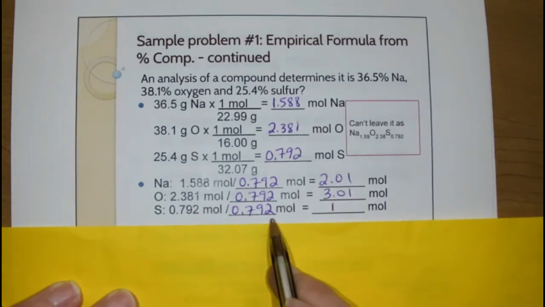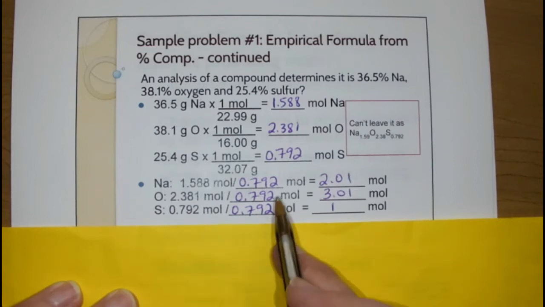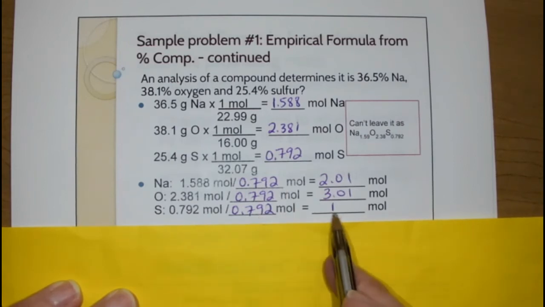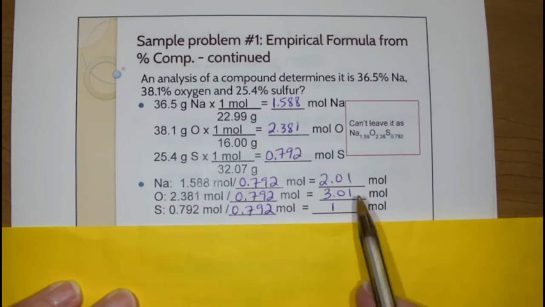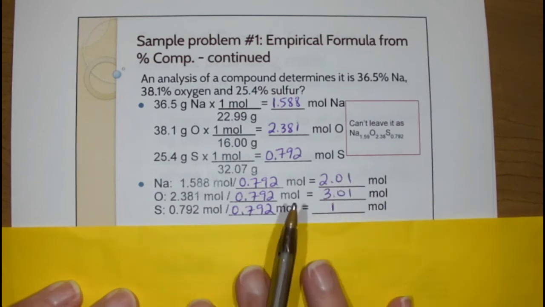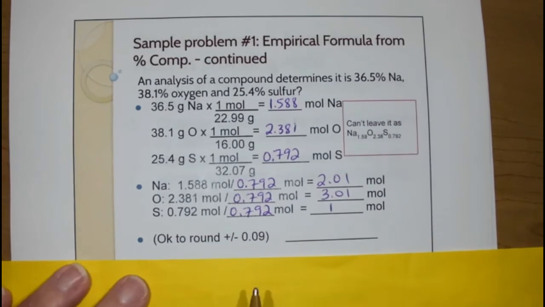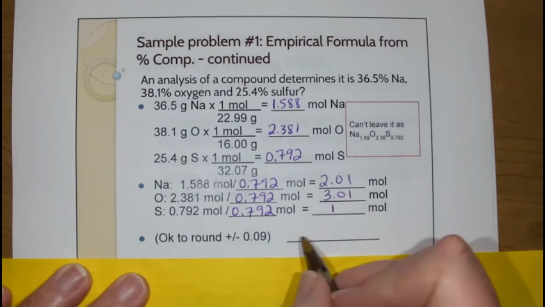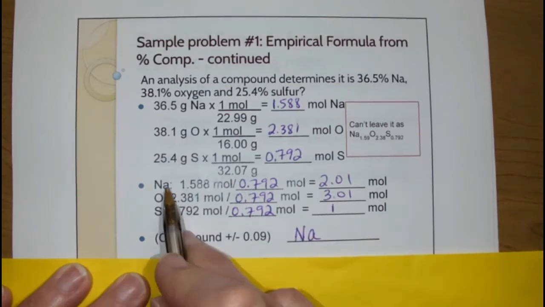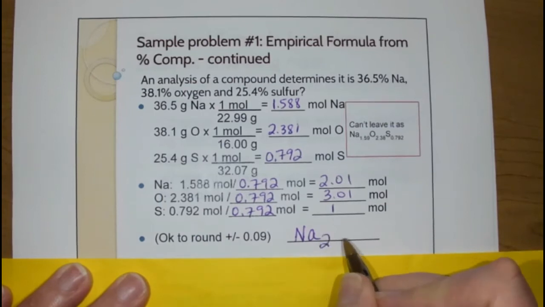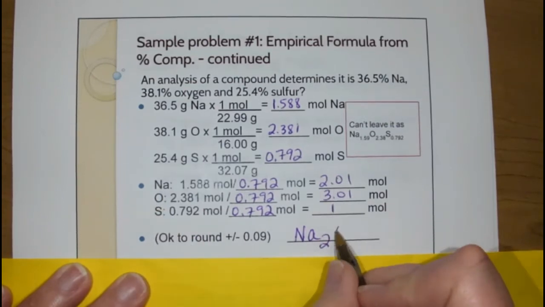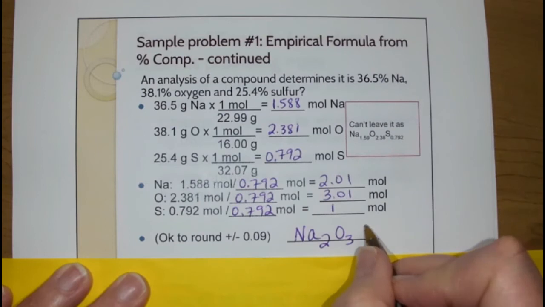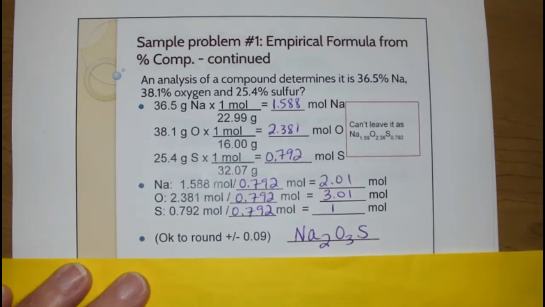We choose the lowest number and then we divide everything by that because that assures us one of them is going to be a 1. It's okay to round this to a 2 and round this to a 3. As a matter of fact, here it says it's okay to round plus or minus 0.09. So we're going to round this, and then what we get is our ratio: sodium 2, oxygen 3, and sulfur is just a 1. So that's going to be our empirical formula.